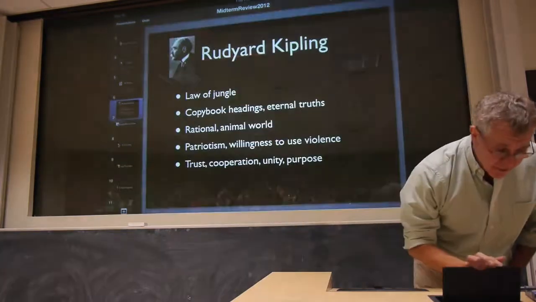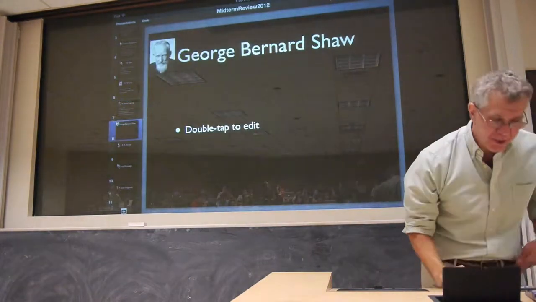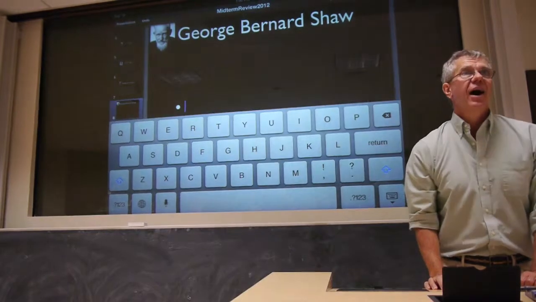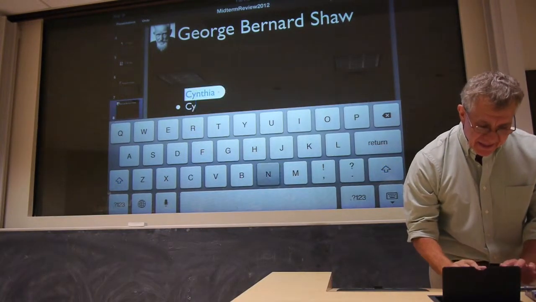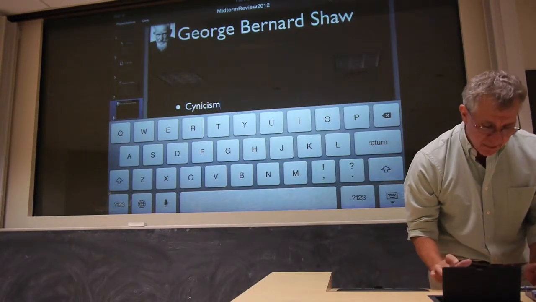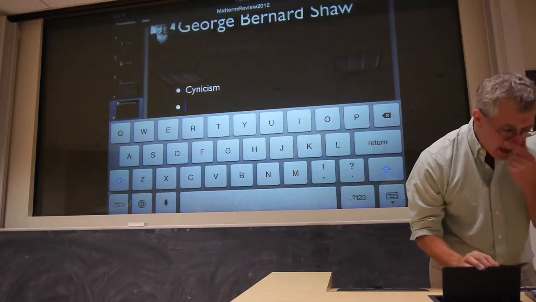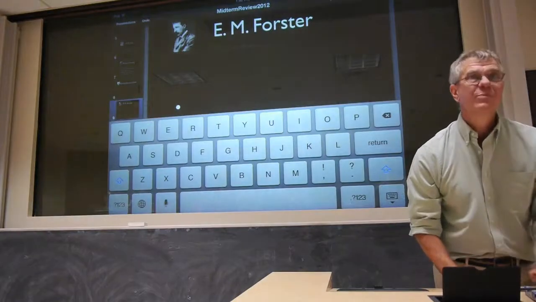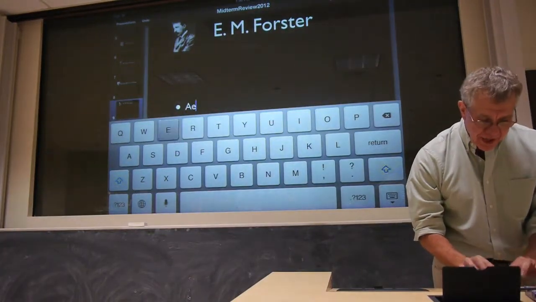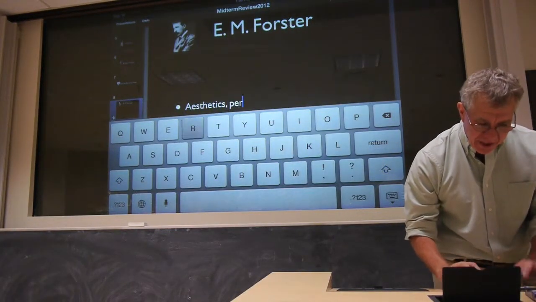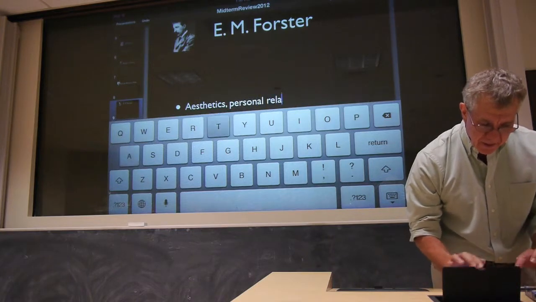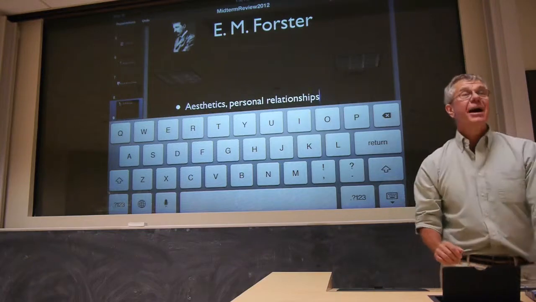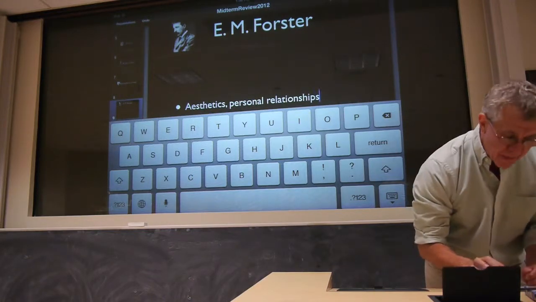Okay, we are almost out of time, and there are a bunch of people I'll do in one word, and I'll fill it in later. George Bernard Shaw. Yeah, he's a cynic. Okay, cynicism about traditional values. What about Forster? I don't really know what... It's all about aesthetics and personal relationships. Dirty hippie. Okay? He's a dirty hippie, someone says. Well, yes, it's all about art and friendship for him.